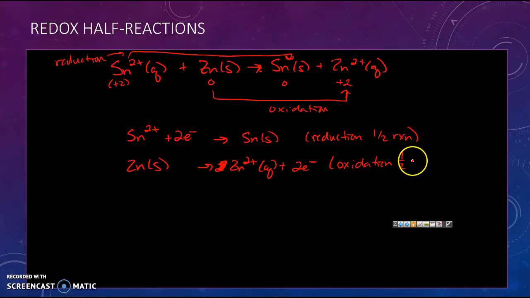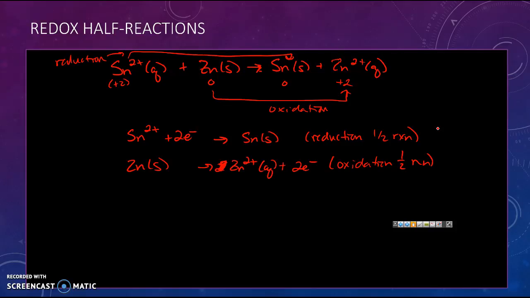Now, I think at this point it's a valid question to ask, how do we know it doesn't go the other way? How do we know that zinc's not reduced and tin isn't oxidized? We'll talk about that when we talk about cell potentials. But for right now, what I want you to be able to do is look at a redox reaction and break it up into these half reactions.